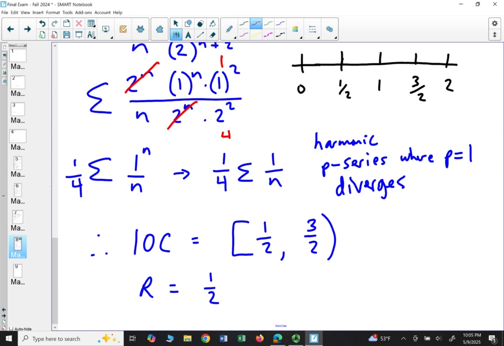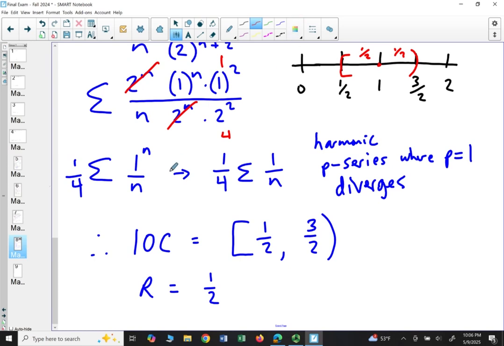Alright, so this is telling us that we have a half and we have 3/2. So what you want to do is place yourself right in the middle. Picture the center of a circle. What is your radius? You're going a half this way and a half this way. So your radius of convergence is a half. Okay, and then that's it for that one.